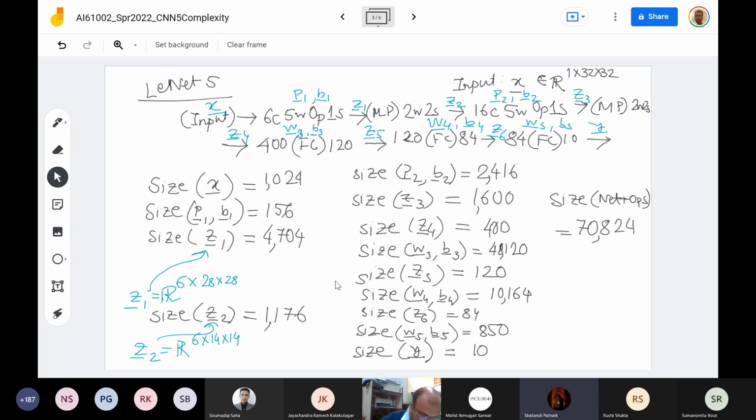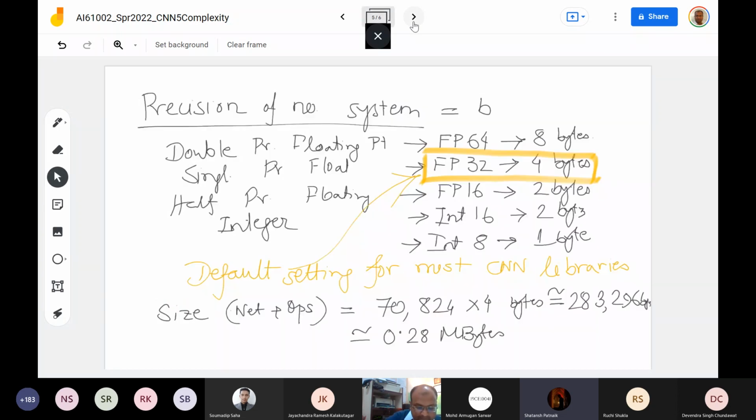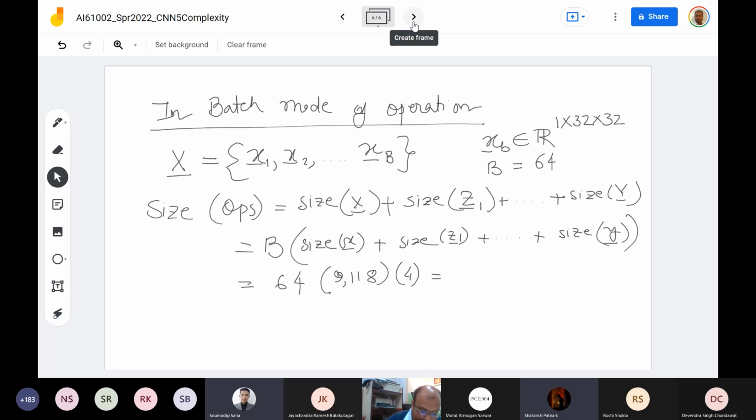9118, and you require 4 bytes to store every single number over there. Which sum is it, sir? 9118 you count. 9118 is the size of x plus size of z1 plus size of z2 plus size of z3 plus z4 plus z5 plus z6 plus y. Okay, sir. Thank you. So we are taking the output of each layer only. Input plus the output of each layer.